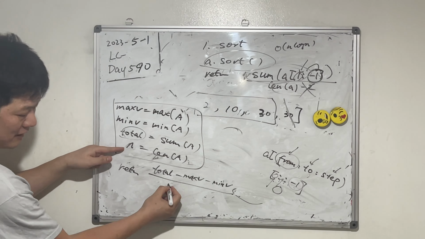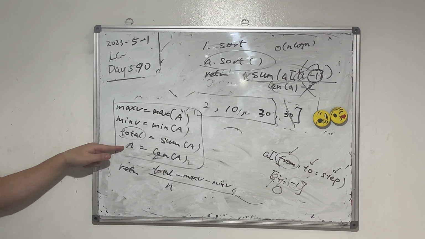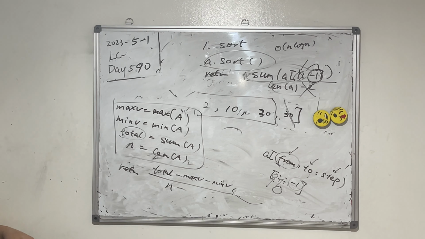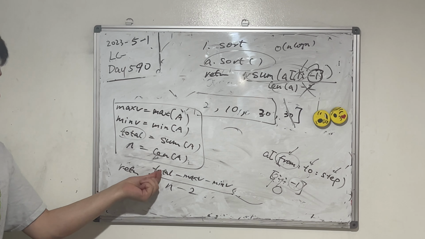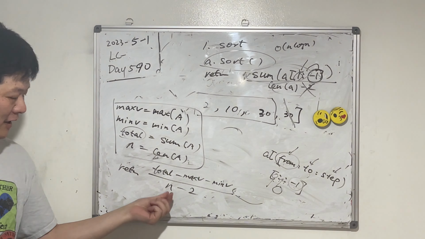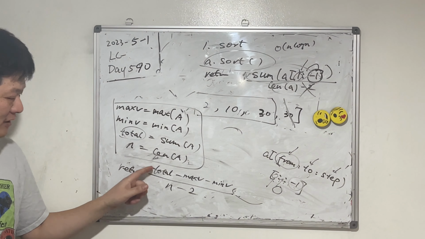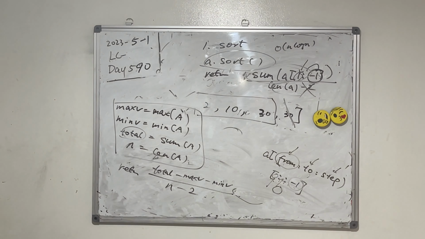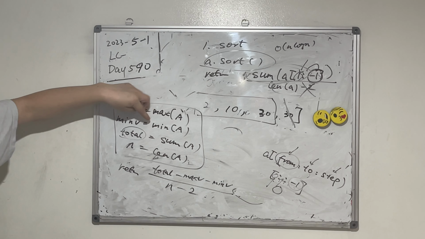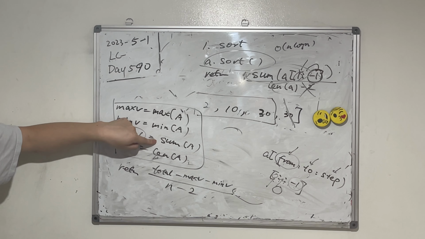N, how many numbers? N minus 2. We're done. Okay, that's it. Total sum minus the maximum minus the minimum. And how many of them? N minus 2 because we get rid of the maximum and minimum. Simple question. Max is O(n), min is O(n), sum is O(n).